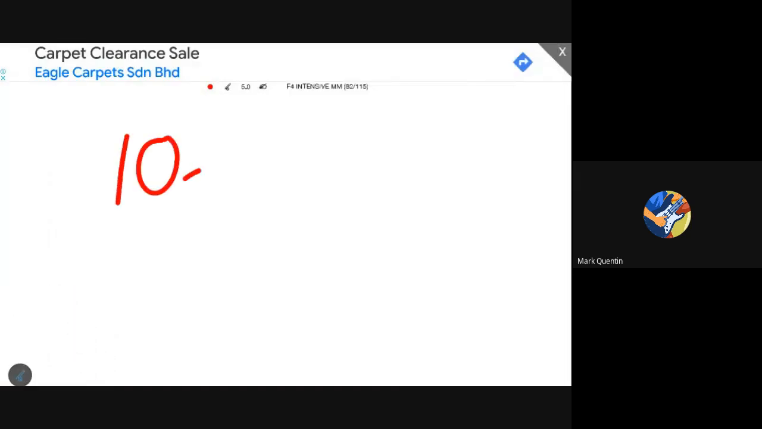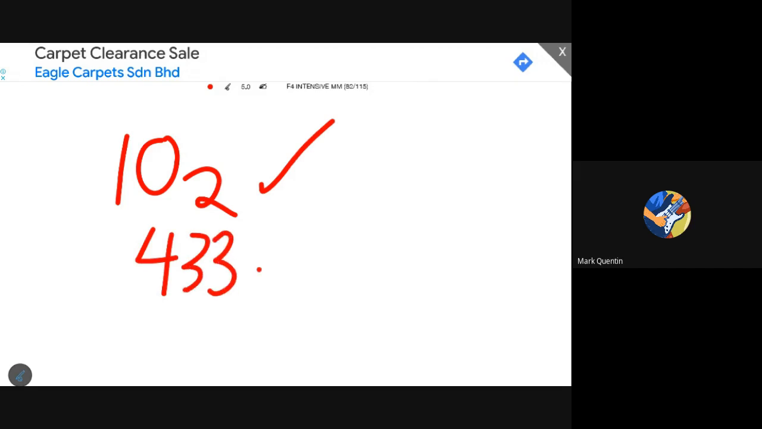Okay, 10 base 2. Asal nombor ni wujud ke tak? Does this type of number exist? Yes or no? Yes, correct. Very good. Okay, 433 base 4 exists or not? Wujud ke tak? No, very good. Okay, this one no.